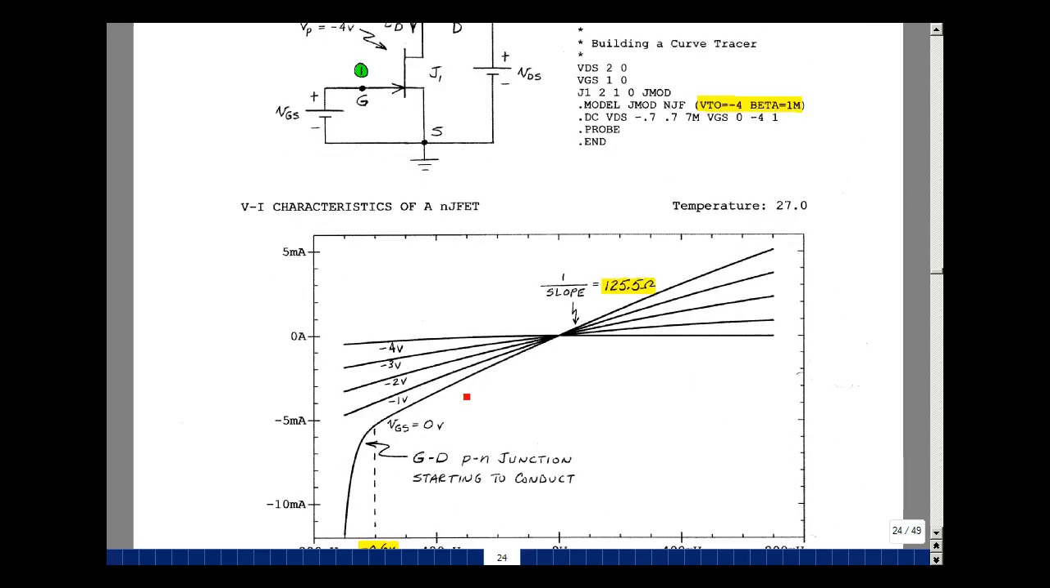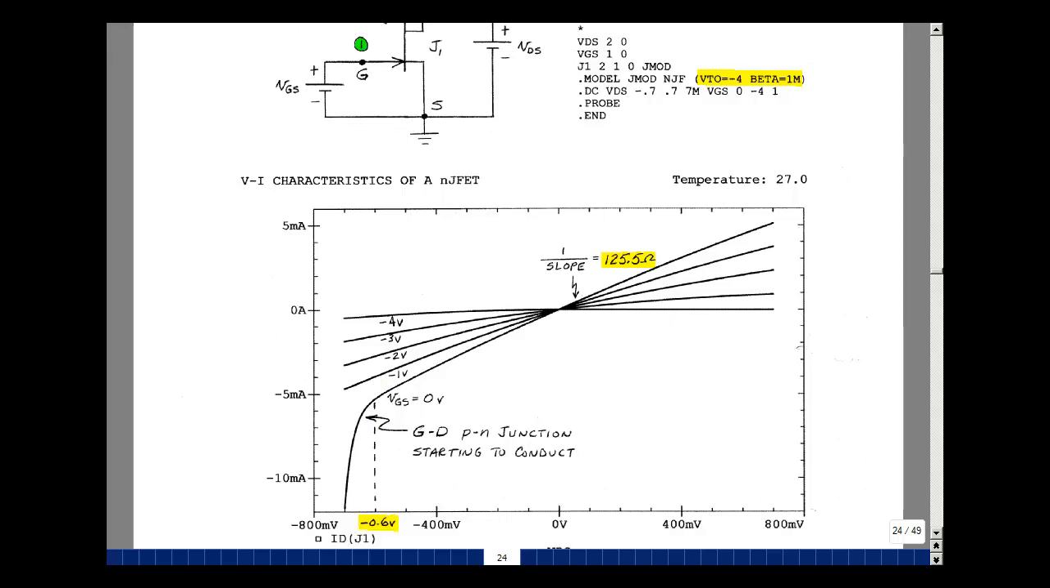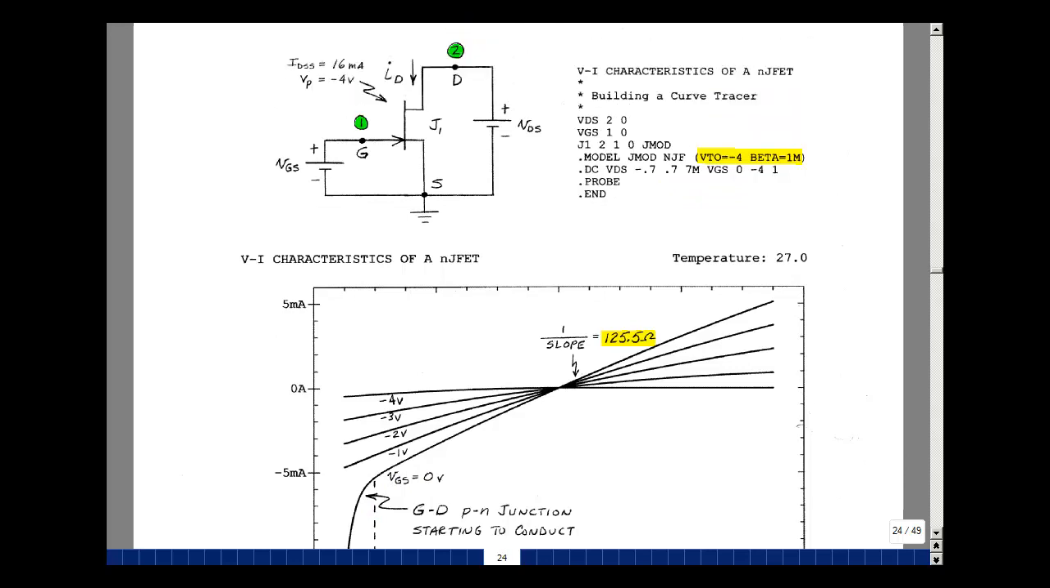And as we expect, the slope here for the gate source of 0 is about 125 ohms. And then as we make the gate source more negative, then the resistance gets higher and higher and higher. But watch what happens here. As we begin to go negative on the drain source voltage, all of a sudden current starts to flow. In fact, it's coming out of the drain. Let's go back over here and see what happens. When this is 0 volts, the drain source voltage is across here.